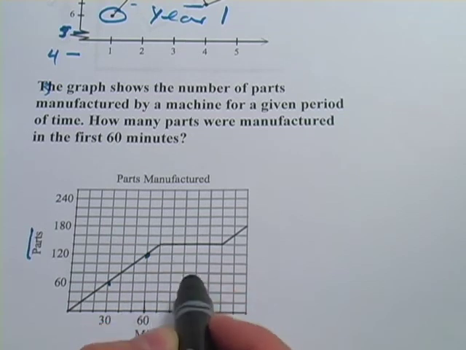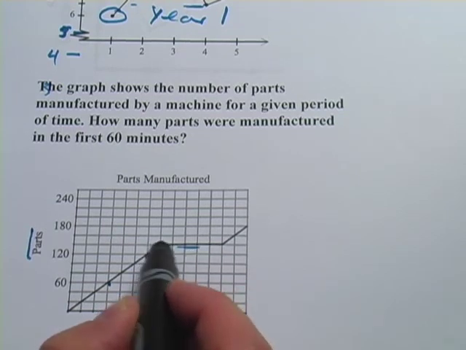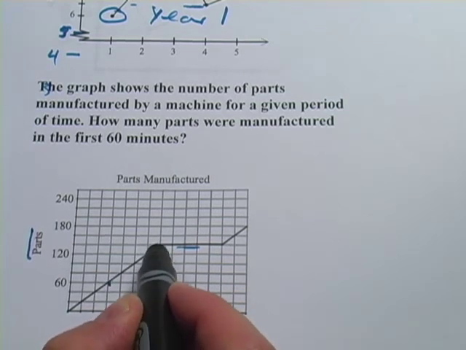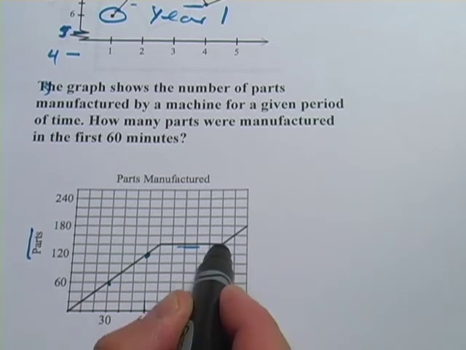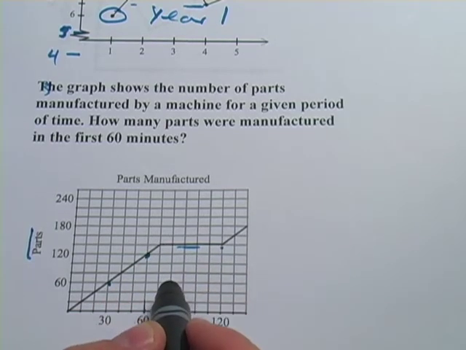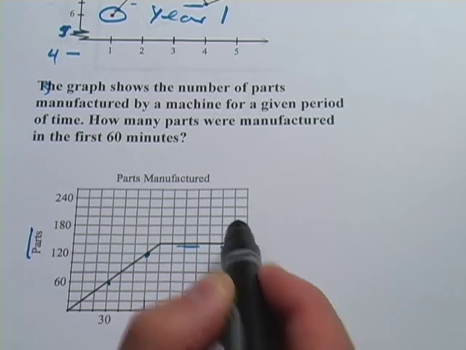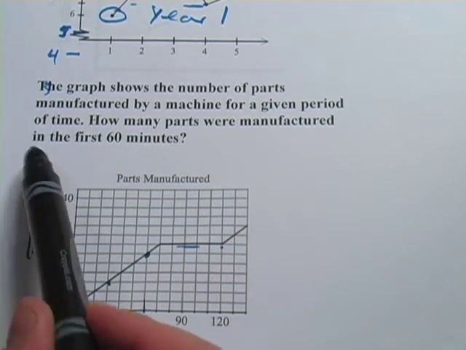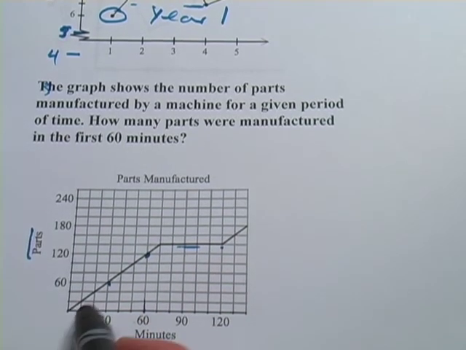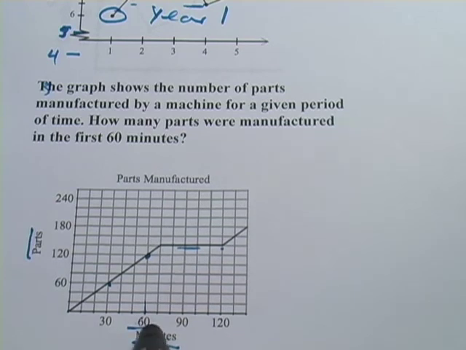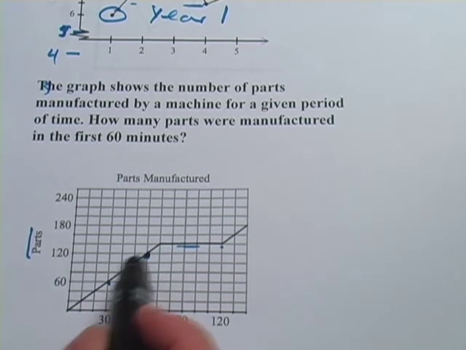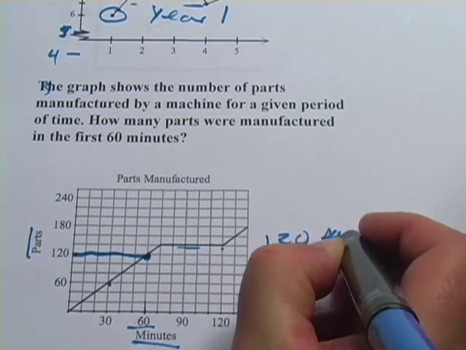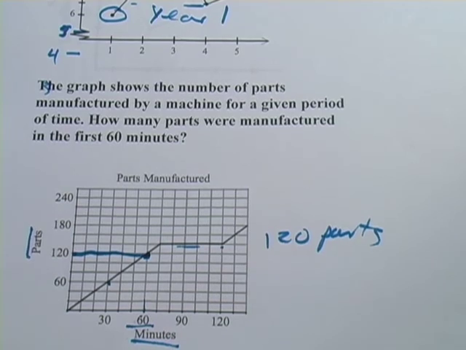And then up here, it goes flat for a while. So the number of parts the machine made is staying flat at 140. For that time period, it looks like the machine might have been stopped or broken or not making any parts. And then it starts up again and adds more parts. All right, what do they want us to find out here? It says how many parts were manufactured in the first 60 minutes? And I guess we kind of answered that just looking at the graph. If you go to 60 and you go up, you find that it's at 120. So 120 parts were manufactured in the first 60 minutes.